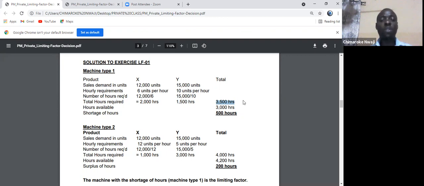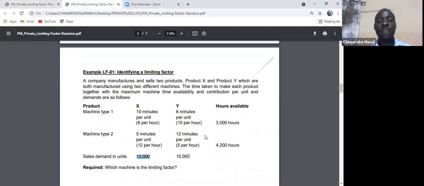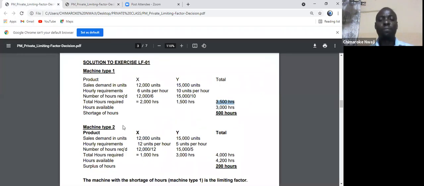But what does machine type 1 have available hours? Only 3,000. It means that, oh, you need 3,500 hours, I can only give you 3,000 hours and nothing more. That means there's a shortage of 500 hours if you are to use machine type 1. What does that mean? We'll get to find out.